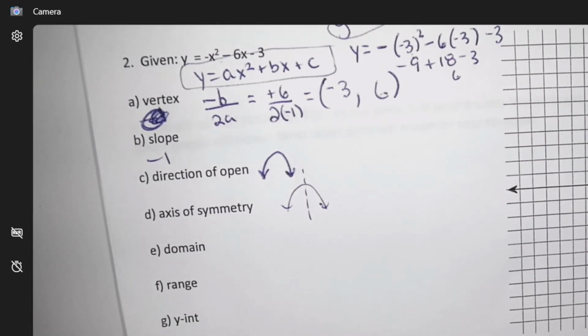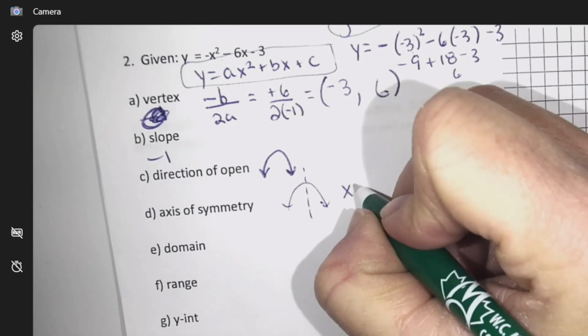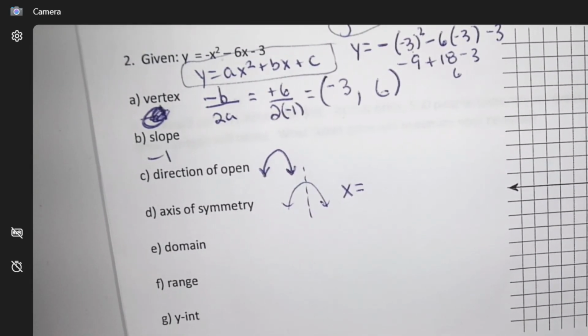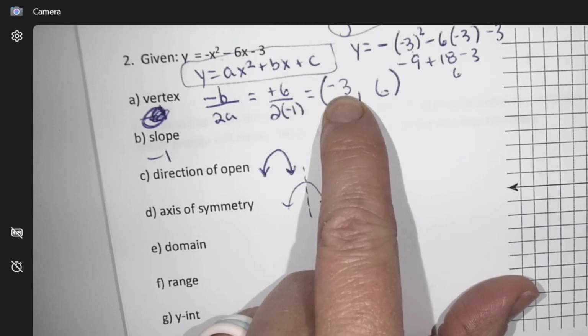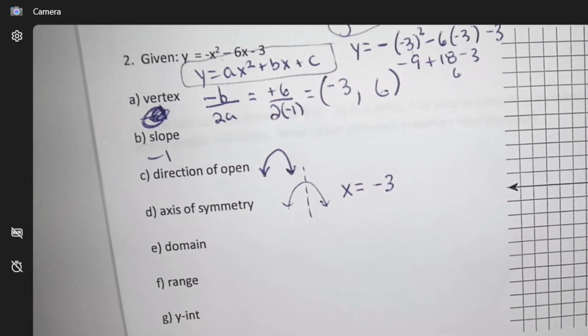Axis of symmetry, again, if you could cut it through the middle, do not forget. No one's going to forget that, right? x equals. And that's what makes the line, because when you graph lines, they need something equals. And the x value we are going to go right through is -3.